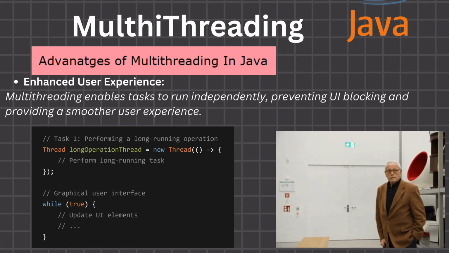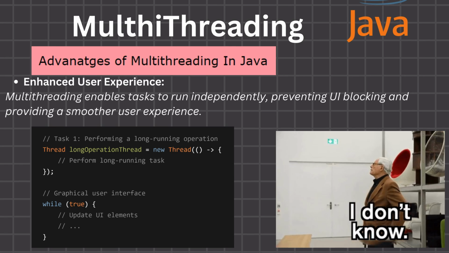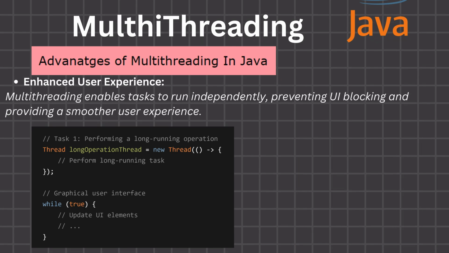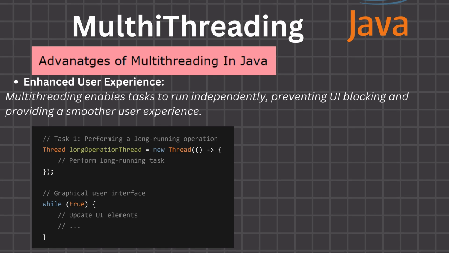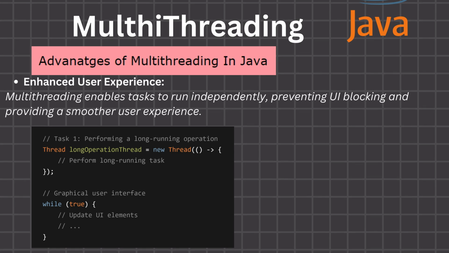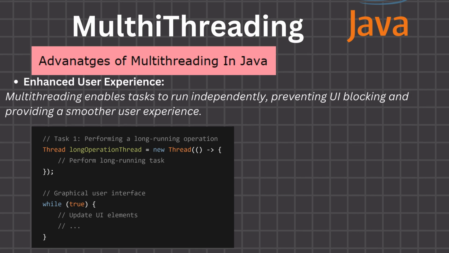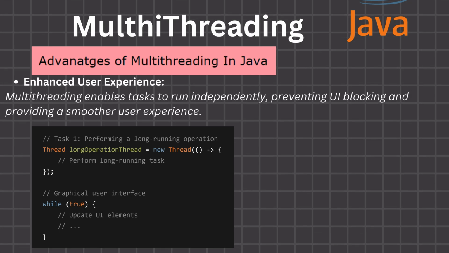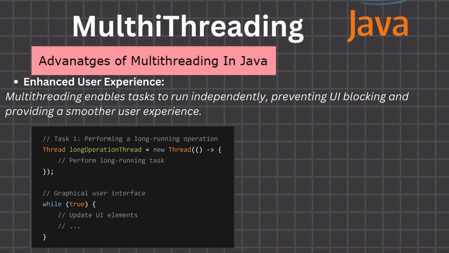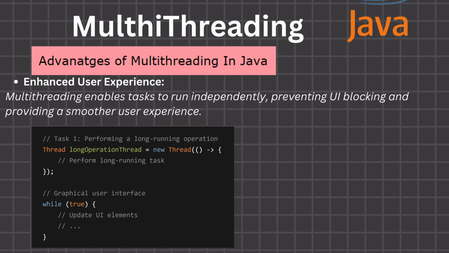Let's take a look at this code example to see how this works. In this code example, we have a long-running operation running in a separate thread, while the graphical user interface is continuously updating in a while loop. This allows the user interface to remain responsive even while the long-running operation is running in the background, preventing the user interface from becoming unresponsive or blocked.